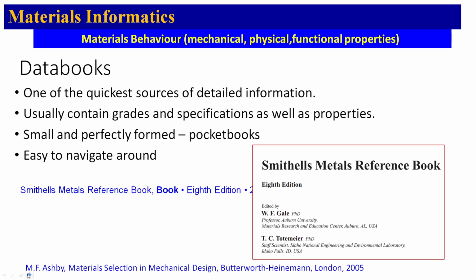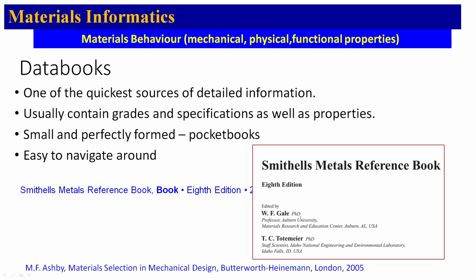Data books are one of the quickest sources of detailed information. To give an idea, the Smithells Metals Reference Book was edited by W. F. Gell and T. C. Totmeyer long back. Now we can get the 8th edition also, in 2022 or so. So, this is one of the quickest sources of detailed information.